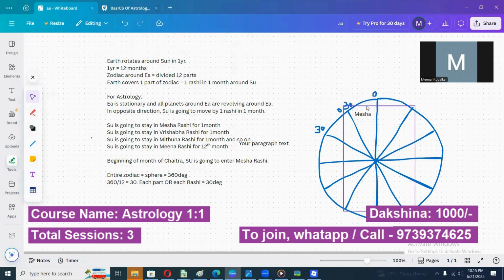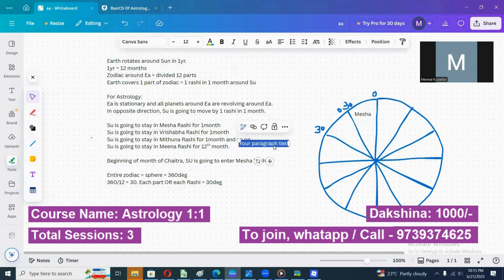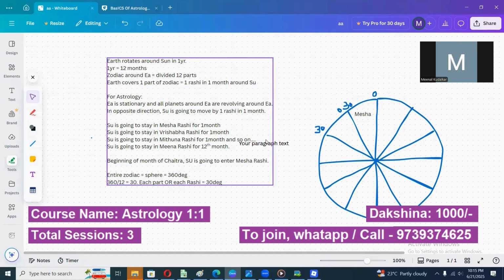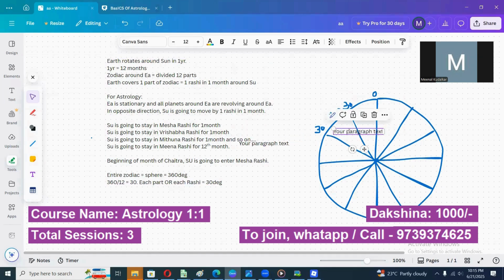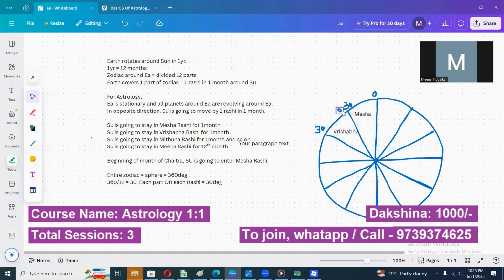So Mesha Rashi, this is 0 degree of Mesha Rashi. This is 30 degree of Mesha Rashi. Again, if we say Vrishabha Rashi, then here it is 0 degree of Vrishabha Rashi, 30 degree of Vrishabha Rashi.